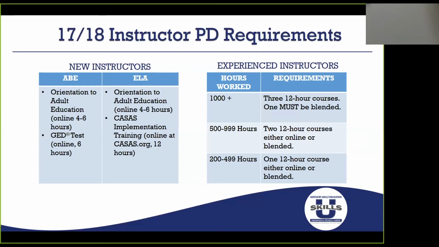In terms of experienced instructors, if you look at the graphic on the far right, you see that PD requirements are outlined by level of employment. So if I am a part-time instructor working 200 to 499 hours, I only take one online, either online or blended, 12-hour professional development course. If I'm more fully employed at 500 to 999 hours, I'll take 2 courses. And if I'm the equivalent of full-time with 1,000 hours plus, I'm required to take 3 12-hour courses, one of which must be blended.